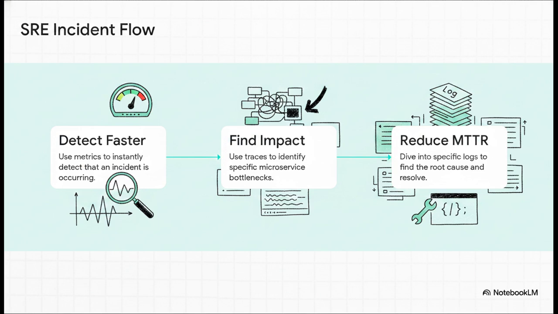Finally, the SRE clicks directly from that specific trace span into the exact log line associated with it, which reveals a specific TLS handshake error causing the timeout. Boom, that's step 3, reduce MTTR. Because of the pillars of observability, they bypass the database entirely, bypass the front end, and find the actual root cause in minutes instead of hours. This workflow is exactly how top-tier engineering teams survive.